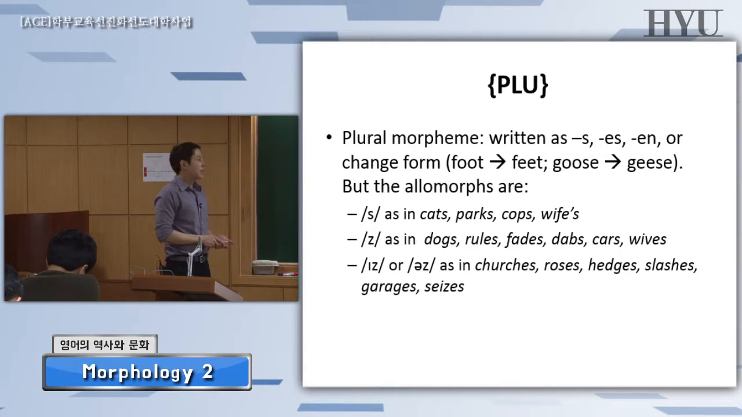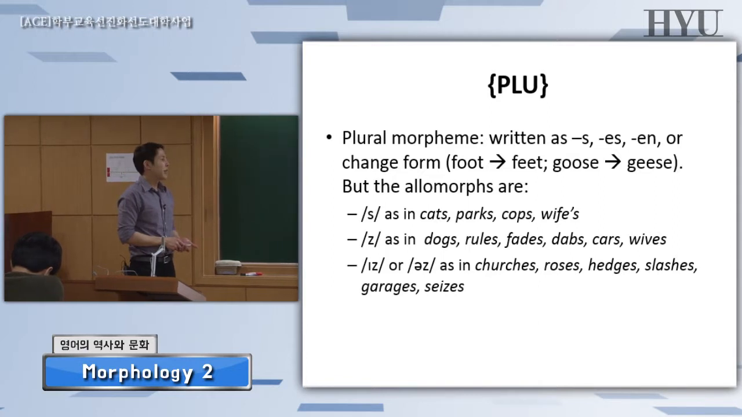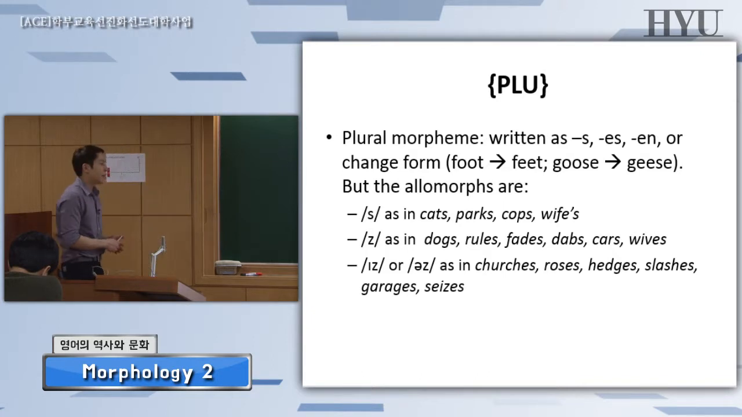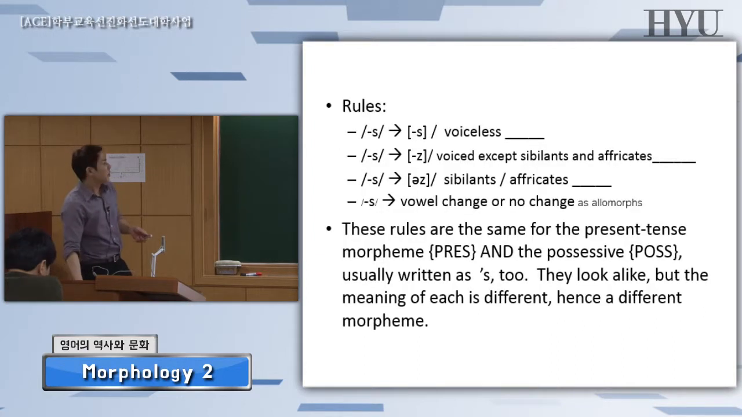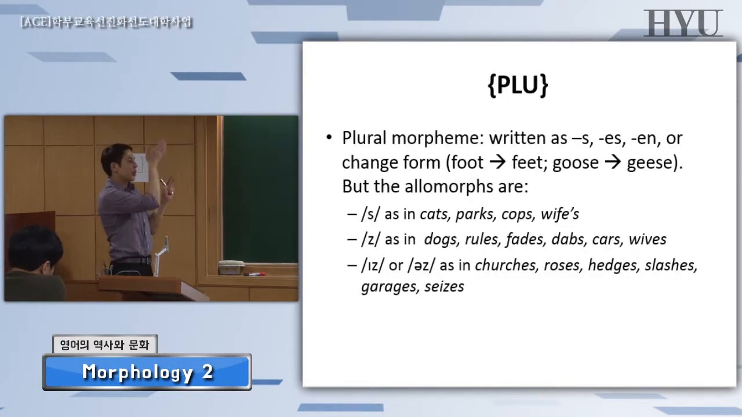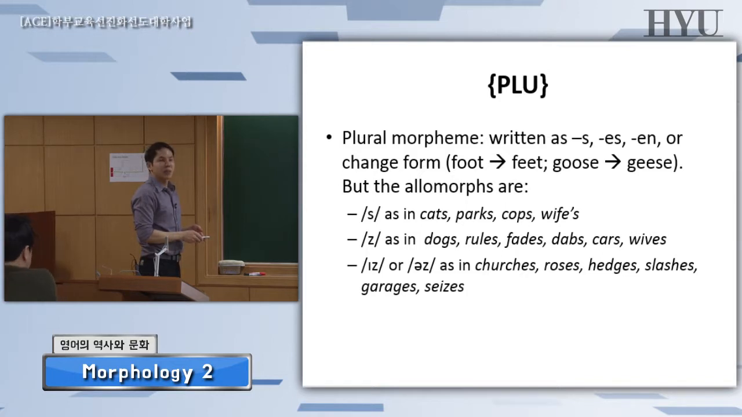When you pronounce the allomorphs, they are like S, Z, or "iz," or "uz." Okay, only three allomorphs. S as in cats, parks, cops, or wives. Z as in dogs, rules, fades, dabs, cars. And the rest you have is "iz" or "uz," as in churches, roses, hedges, slashes, garages, ceases, like that. The reason is, do I have that on the next slide? Yes. The reason is that you have to look at the last sound of the word. Cats, for example, the last sound is T, you see? Park, the last sound is K. Cop, the last sound is P. Wives, the last sound is F, right?